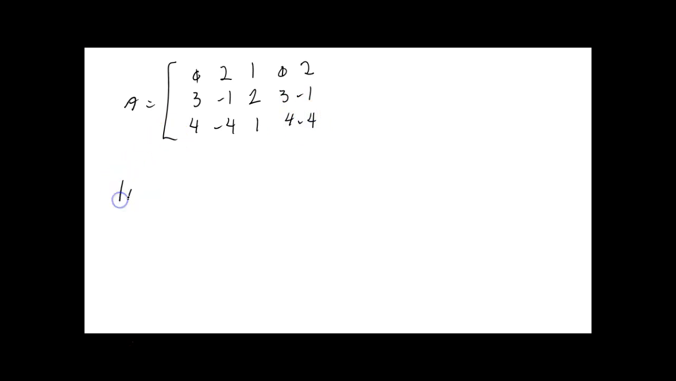Okay, find the determinant of A. And this time A is pretty easy. It's 0, 2, 1, 3, 3, negative 1, 2, and 4, negative 4, 1. Okay, how to find the determinant of that? Repeat the first two columns: 0, 2, 3, negative 1, 4, negative 4. Okay, so the determinant of A would then be, go down the diagonals with positive.